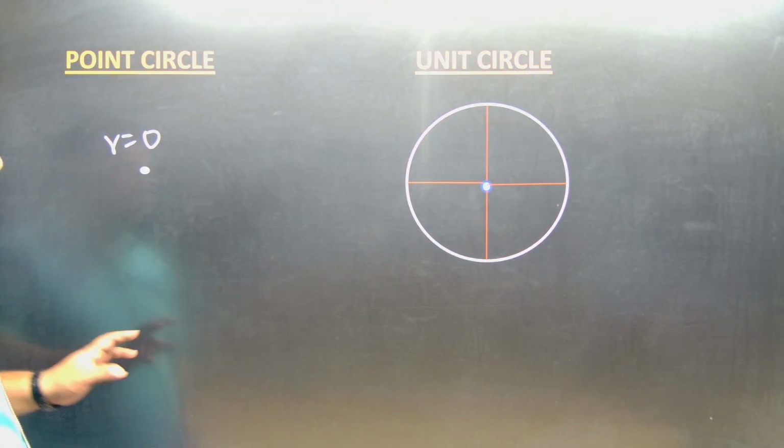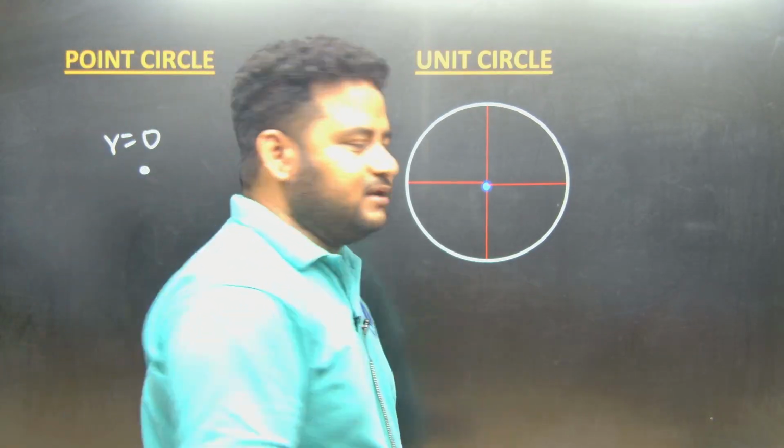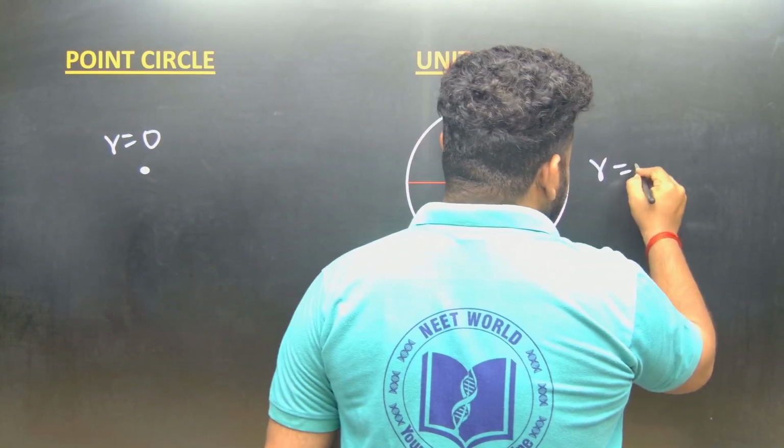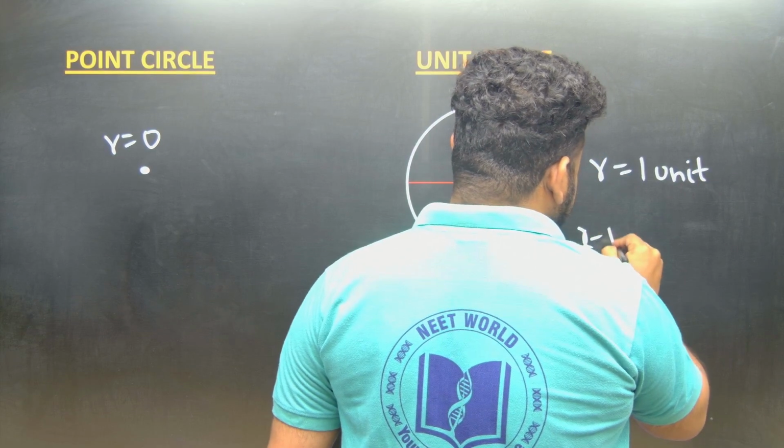Unit circle. Unit circle means what? A circle whose radius is 1, radius of 1 unit. I can write it as x minus h whole square.